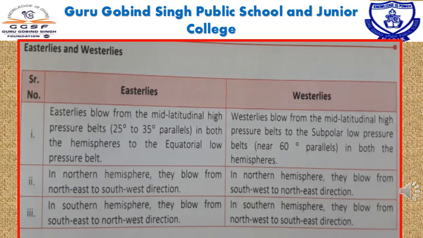So children, westerlies winds blow from the mid-latitudinal high pressure belt to the subpolar low pressure belt near 60° parallels in both the hemispheres, northern and southern. In the northern hemisphere these westerlies winds blow from southwest to the northeast direction, and in the southern hemisphere these winds blow from northwest to southeast direction.